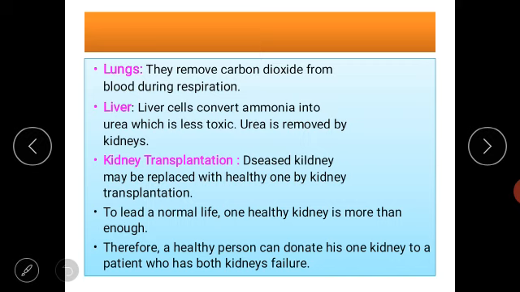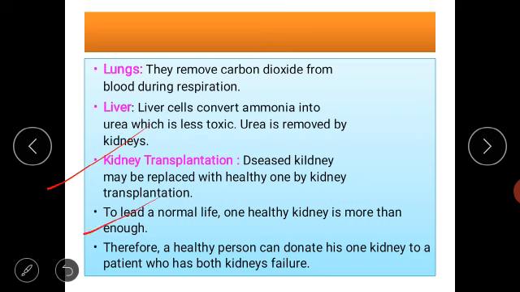Now let me tell you something about kidney transplantation. It is the advanced technique in which the person who is suffering from the kidney failure, both the kidneys are failed, in that case a new kidney can replace the non-functioning kidney, and this new kidney can come from another person. Okay, so that is called kidney transplantation. Diseased kidney may be replaced with a healthy one by kidney transplantation to lead a normal life.